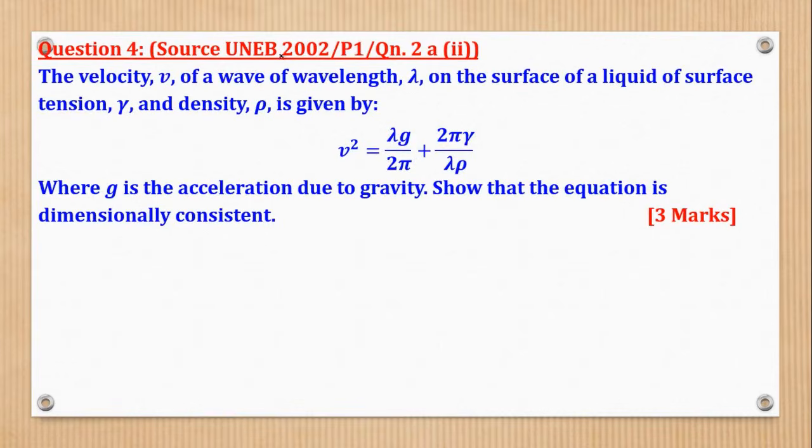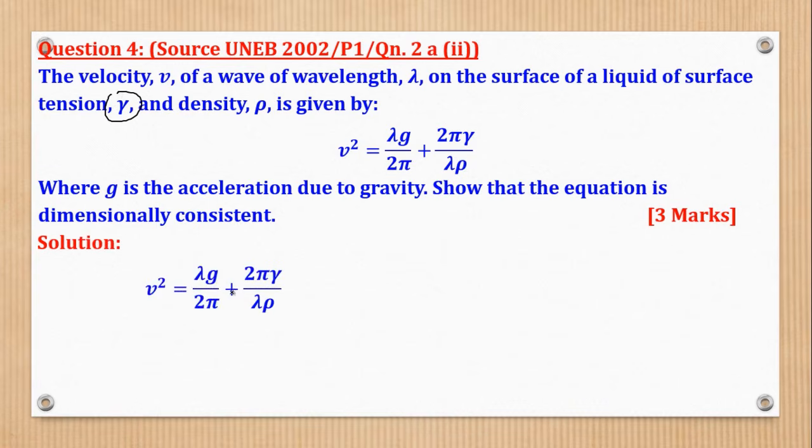Question 4 came from UNEB 2002, paper 1, question 2A, and says, the velocity v of a wave of wavelength lambda on the surface of a liquid of surface tension this and density this is given by this, where g is the acceleration due to gravity. Show that the equation is dimensionally consistent. So yeah, still for your level, this dimension was supposed to be given because you have not yet covered surface tension to the detail.